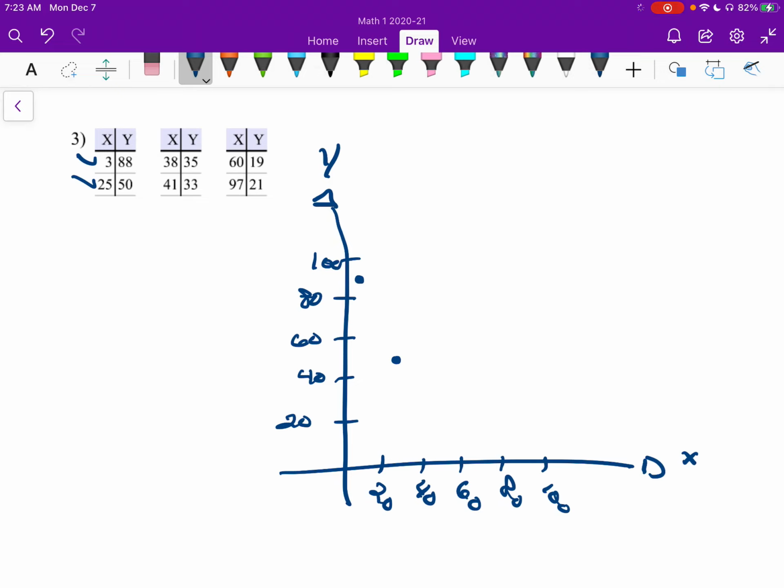38, 45, well, 38 is really close to 40. 35, somewhere in that region, a little bit less than 40. Then 41 and then 33, so 41 will be really close to 40. 33 will be almost halfway between the 20 and the 40, so I'll do something like this, really close to our previous point. 60 and then 19, well, let's basically pretend that that's a 20, right? 60, 20. 97 is almost 100, and then 21 is basically 20. So we'll say something like that.